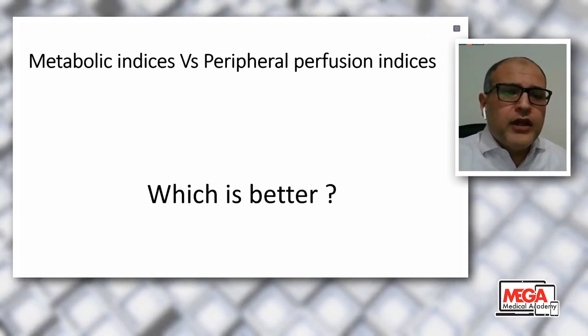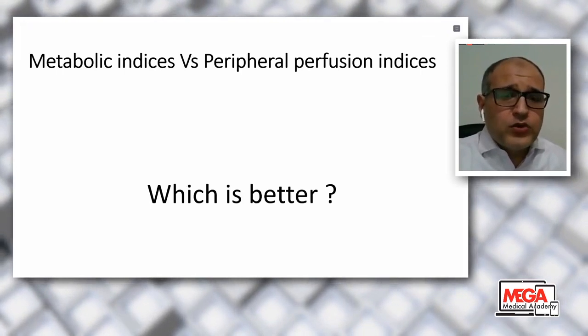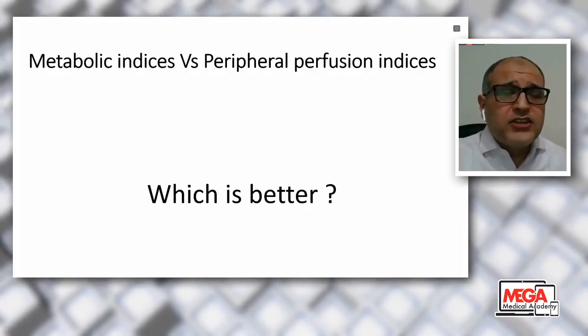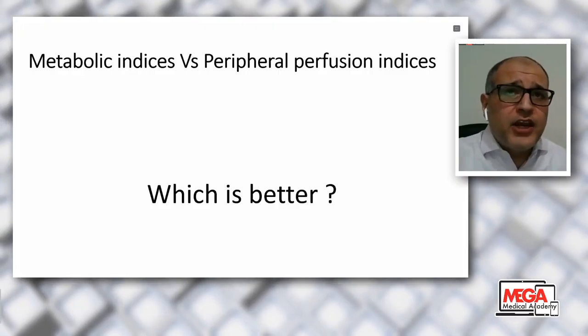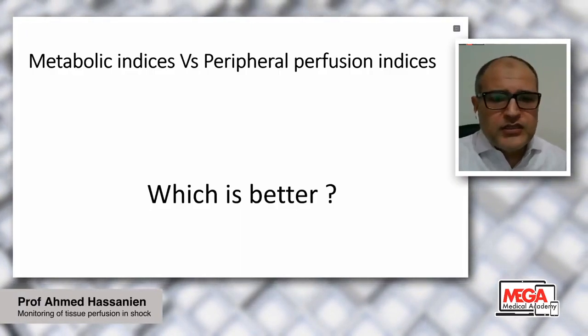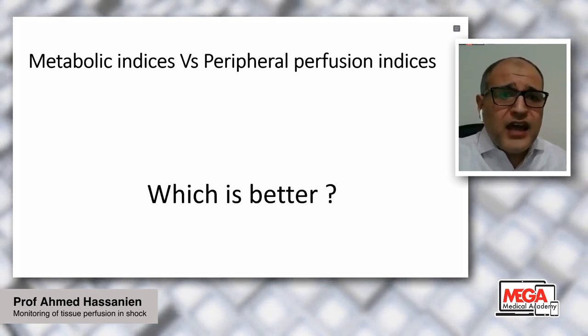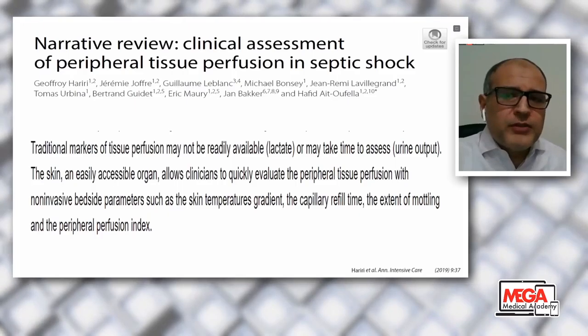So I finish now the peripheral perfusion indices, which are the mottling and the temperature gradient and the perfusion index and the capillary refill time. Now we have metabolic indices and the peripheral perfusion indices. Which is better? This was answered in this review by the same group which did most of the previous studies.